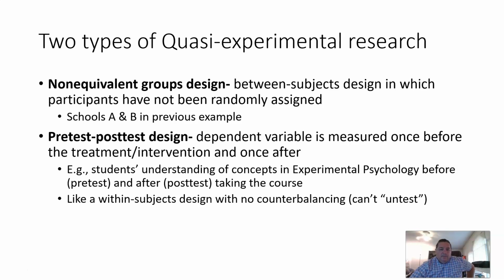So there are two types of quasi-experimental research. Non-equivalent group designs are between-subjects designs in which participants have not been randomly assigned, schools A and B in the previous example. Then the pre-test, post-test design: the dependent variable is measured once before the treatment or intervention and once after. So students' understanding of concepts in experimental psychology before, pre-test, and after taking the course. Like a within-subjects design with no counterbalancing, you can't untest. And so you see the two different designs: non-equivalent groups, which is between subjects, and pre-test, post-test, which is a within-subjects design. That may be good for the test.